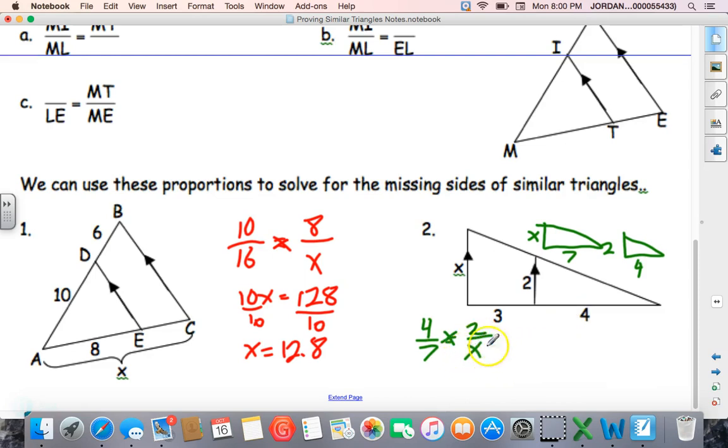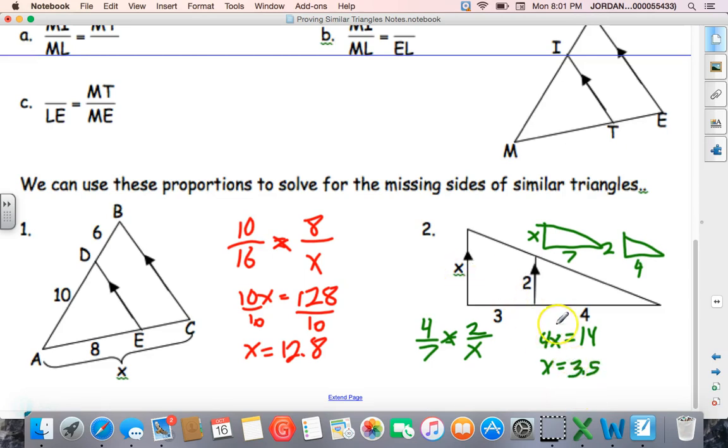Okay, so we do 4 times x and get 4x, and 2 times 7 is 14. Then we divide by 4. So 14 divided by 4 is going to reduce down to 7 over 2. And when we do 7 over 2, we get 3.5.